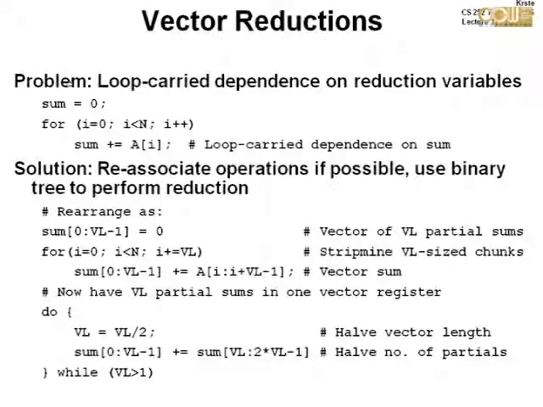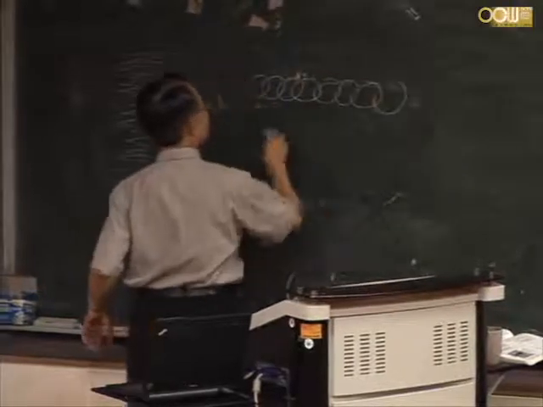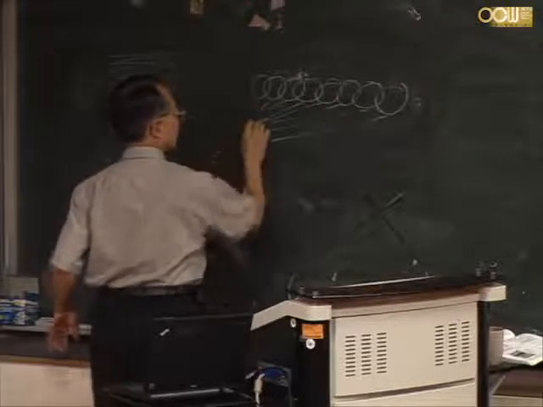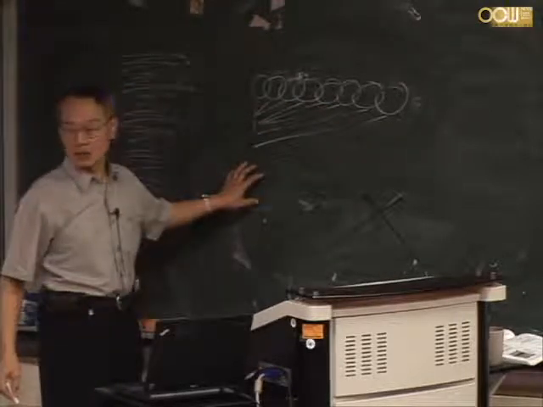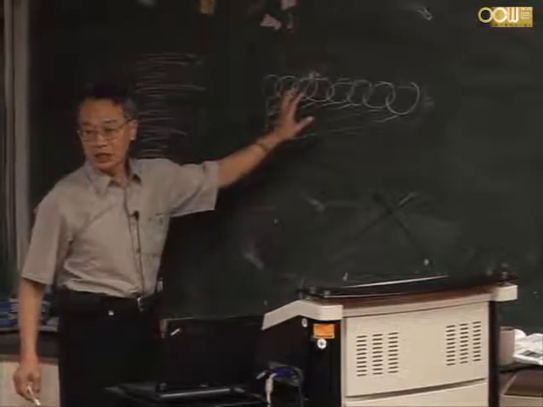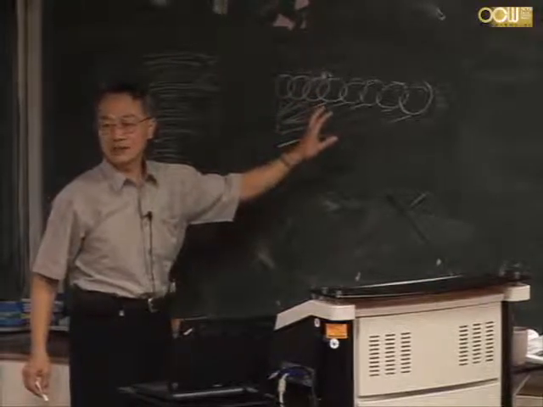Vector reduction. Reduction is a special term, meaning if I have a vector, I want to sum all the elements together to get the grand total of all the elements. That's the so-called reduction. So what do you think is the most efficient way in doing reduction?